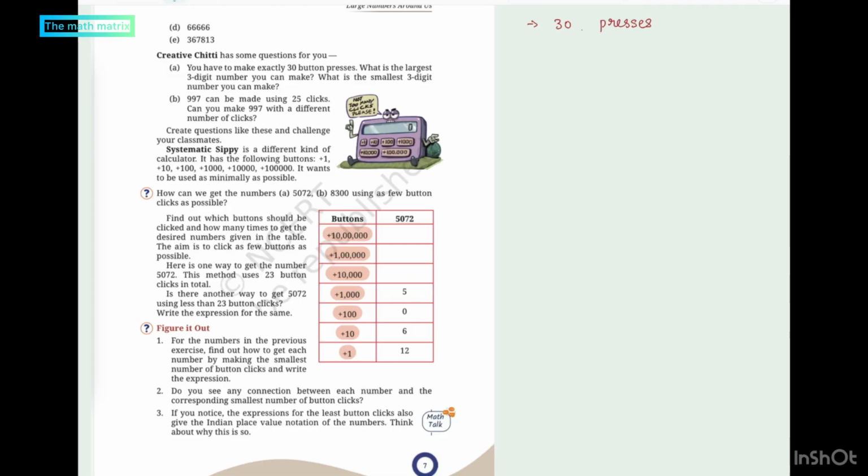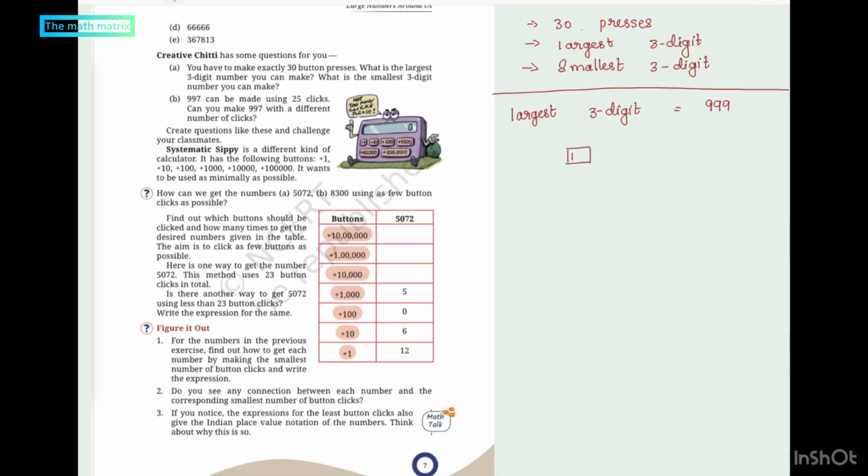You have to make exactly 30 button presses. What is the largest 3-digit number you can make? And another question, what is the smallest 3-digit number you can make? So 30 presses, largest 3-digit number and smallest 3-digit number. First we deal with the largest 3-digit number. We know the largest 3-digit number is 999. So we have to make a 3-digit number which is close to 999.